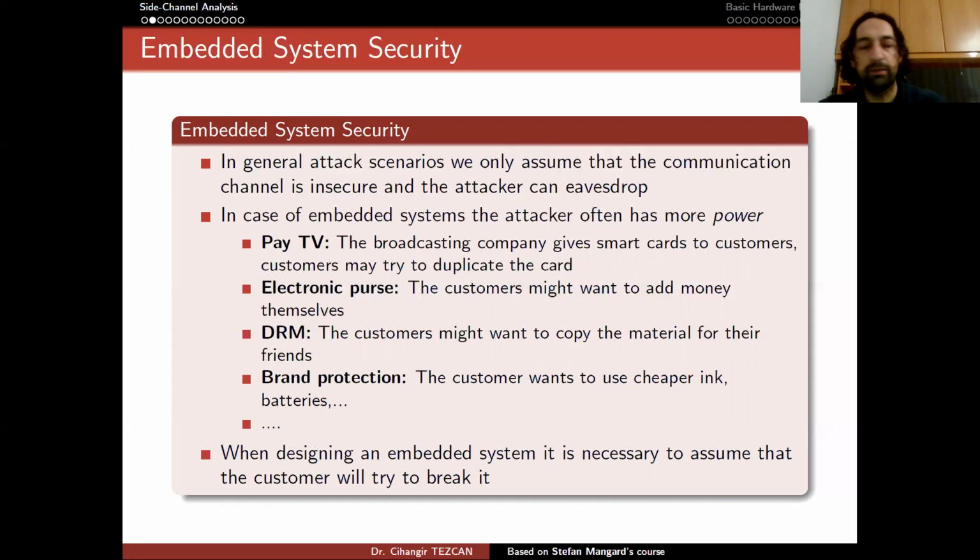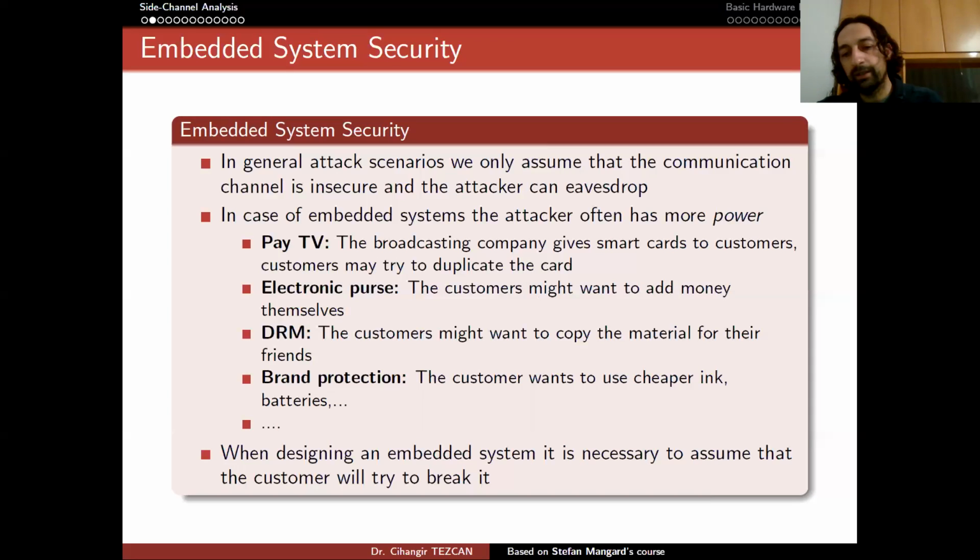And this is always the case. Even when you're writing software, you have to assume that people will try to find a bug in it. So you have to think of every possible scenario to overcome problems. In this case, we are giving the device to the people, so we should be prepared for what they can do.